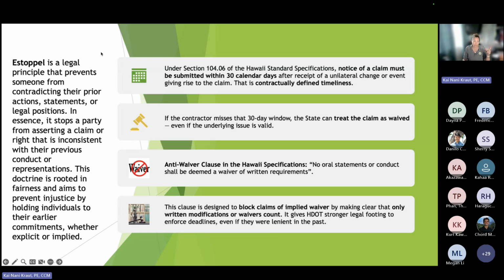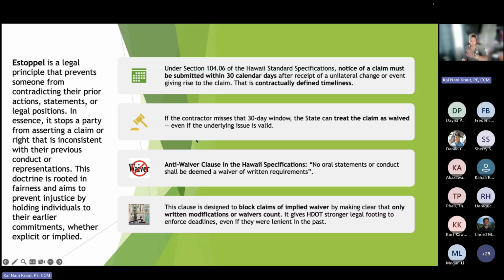Estoppel, I just learned this because I didn't know what this is. Estoppel is a legal principle that prevents someone from contradicting their prior actions, statements, and legal positions. In essence, it stops a party from asserting a claim or right that is inconsistent with previous conduct or representation. This doctrine is rooted in fairness and aims to prevent injustice by holding individuals to their earlier commitments, whether explicit or implied.